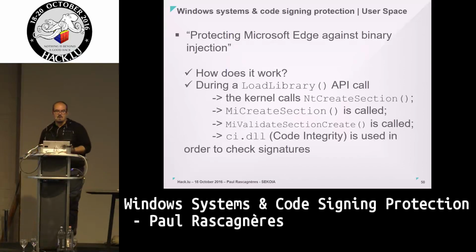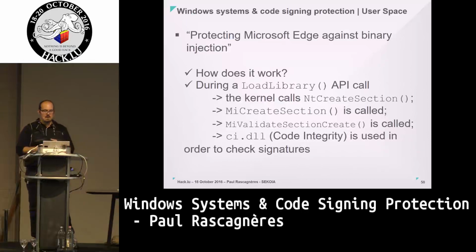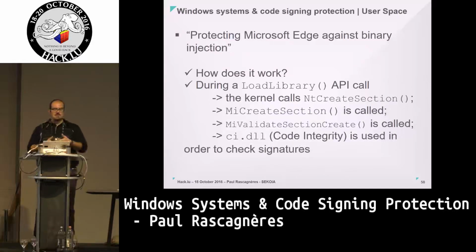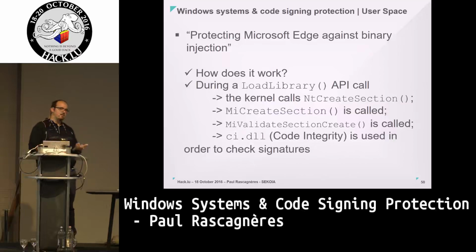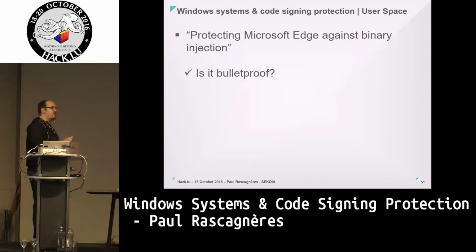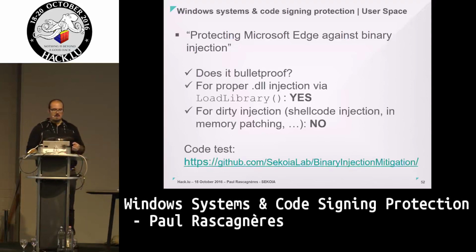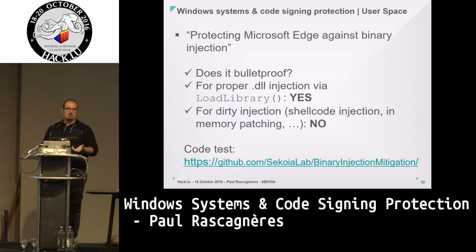How does it work in reality? When you make a load library inside of this kind of protected process, inside of Edge, for example, it asks for memory allocation to store this library inside of the process. And during the creation of the memory allocation, it uses ci.dll, so code integrity. And if the library you try to load in memory is not signed by Microsoft, for example, the memory allocation fails, and you cannot load the library. So, is it bulletproof? Yes and no. It depends, in fact. If you try to load a library inside of Edge with load library, the protection works. You cannot load the library.